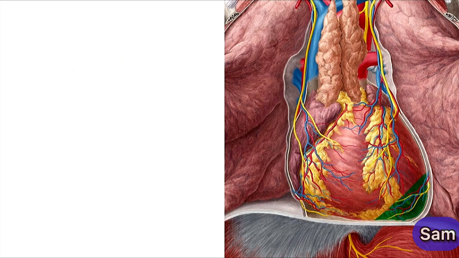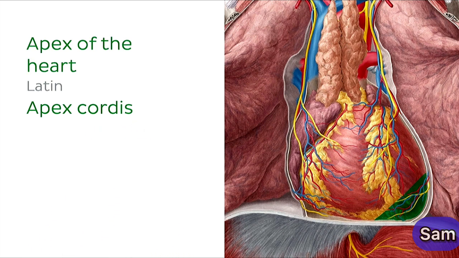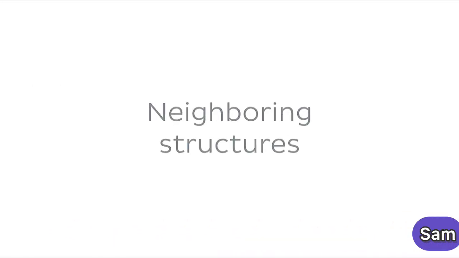So normally when you hear apex, you may think of the top of a mountain. However, this word really just means the pointy end. In the case of the heart, the apex isn't pointing up, it's actually pointing downwards and to the left. And we can see here how the apex of the heart is part of the left ventricle, which we saw earlier. So now that we've covered the heart, we can start investigating some important things that are close by.